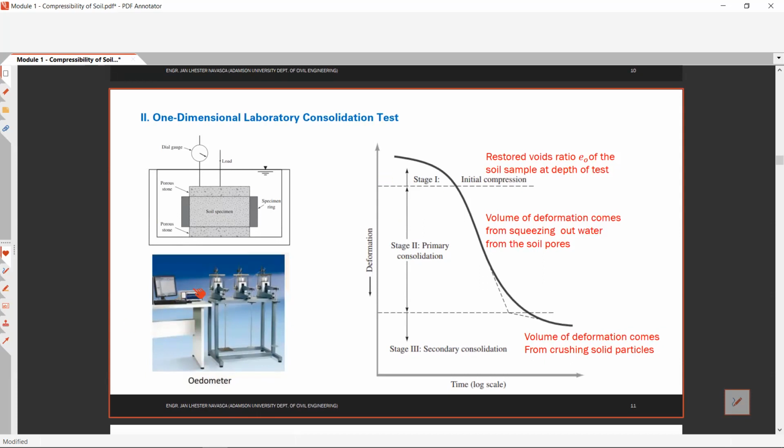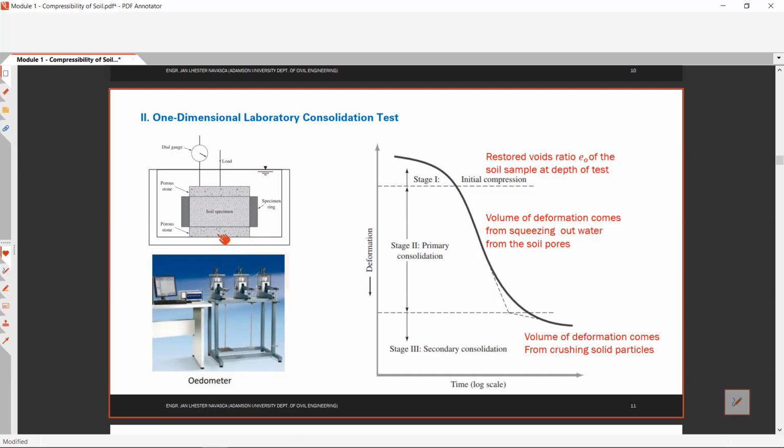So kung nakapunta na kayo dun sa laboratory natin sa CE, meron doon odometer. So, ganito yung itsura ng odometer. So, ang ginagawa doon, kukuha ng soil specimen, clay soil specimen. This one is yung porous stone at the top and porous stone at the bottom. So, same setup doon sa case na meron tayong clay, then merong permeable soil layer at the top and permeable soil layer at the bottom. Okay? So, maybe sand at the top, sand at the bottom.